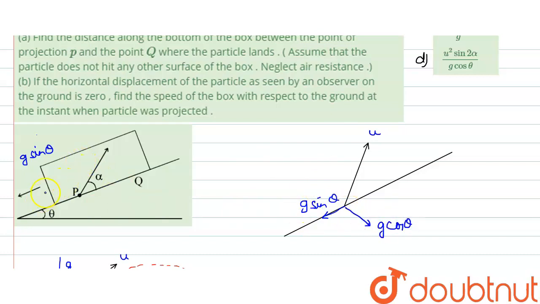Now this box is also sliding downward. If we bring this object to rest, then we need to give it a negative acceleration in this direction. That means it would be the pseudo acceleration due to the pseudo force. So it would be g sine of theta.